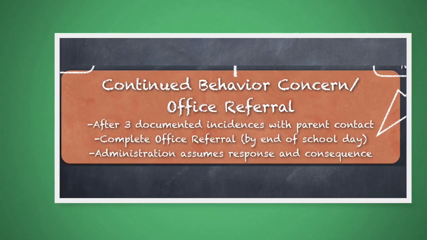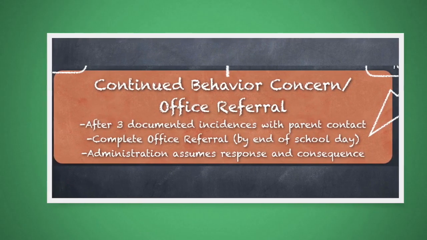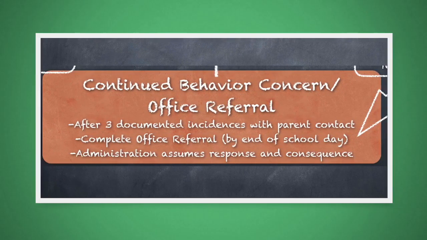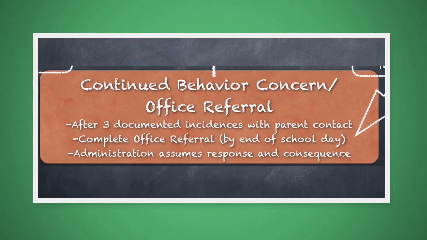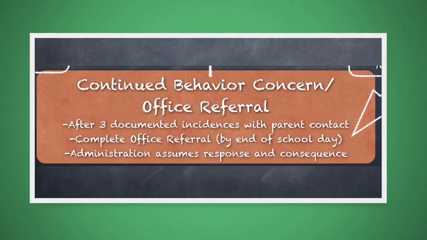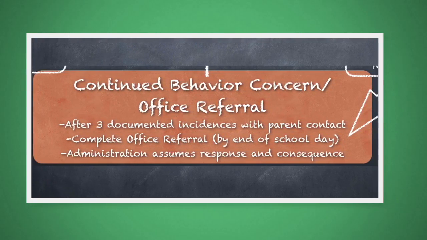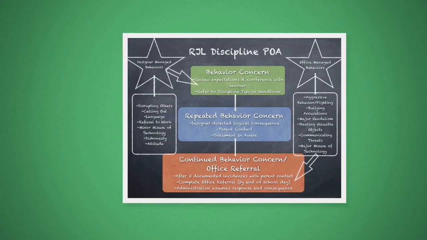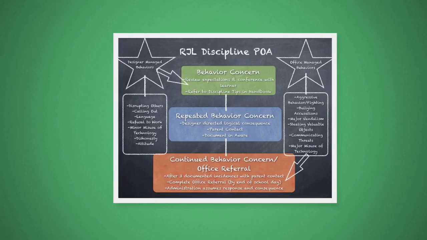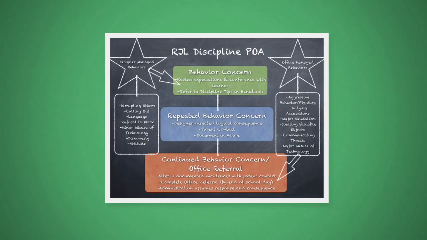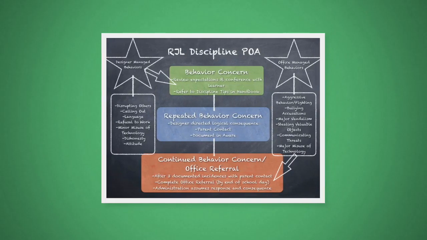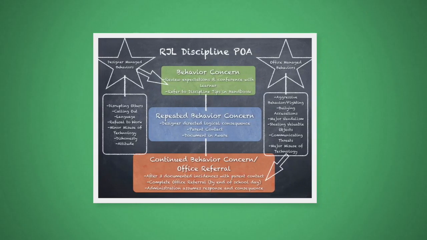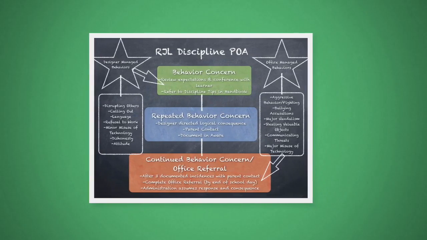If the designer-managed behavior continues to be a behavior concern, an office referral may come into play. After 3 documented incidences with parent contact, you should complete an office referral by the end of the school day, and administration will assume responsibility and consequences. As you can see, we have just gone through the flow of steps for the designer-managed behaviors. However, if an office-managed behavior occurs, you would skip steps 1 and 2 and go directly to an office referral.